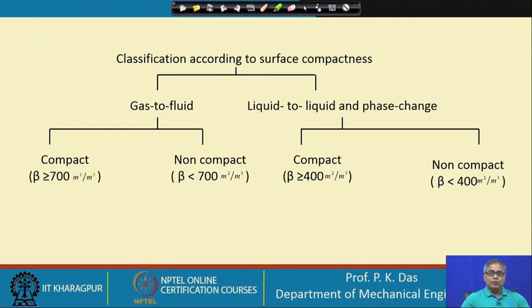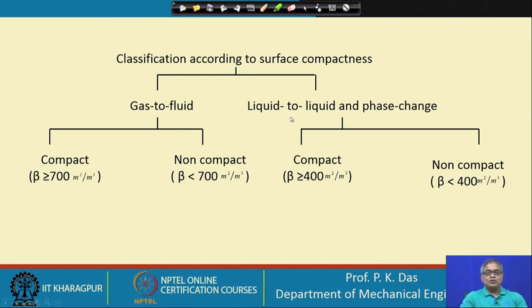So, what we will call a compact heat exchanger depends on what kind of fluid we are using. If there is heat transfer from gas to some sort of liquid, then the compact heat exchanger should have a beta value greater than 700, and if this beta value is less than 700, then we will call this heat exchanger a non-compact heat exchanger.